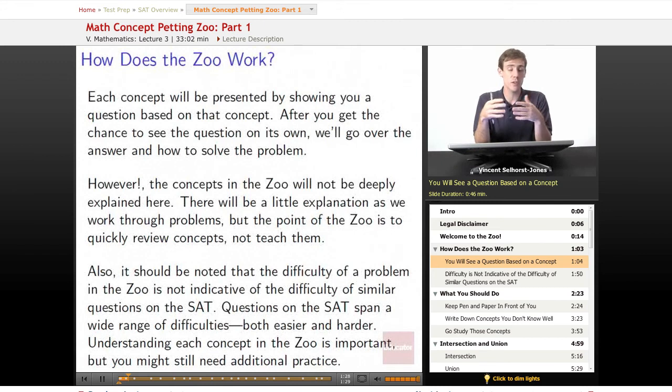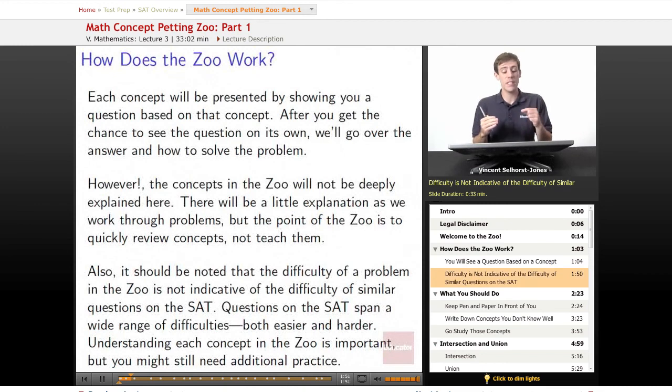However, the concepts in the zoo are not going to be deeply explained here. I will answer it, and I will often explain some of the reasoning behind the answer, but I'm not going to be deeply teaching these concepts. There's going to be some learning here, but mainly this is the chance to be exposed to a bunch of them, maybe get a little bit of a reminder, but if you have real difficulty with the concept, you're going to want to go out and study it more on your own.